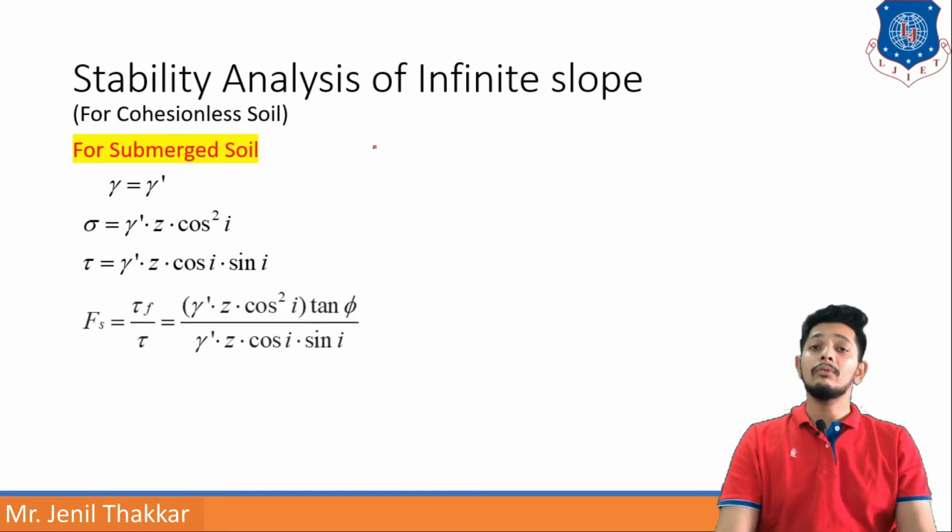Moving further, for factor of safety, tau f by tau. Here tau f can be written as value of sigma, that is gamma dash z into cos square i into tan phi, upon tau, that is gamma z cos i into sin i. So Fs will be tan phi upon tan i for submerged soil. So this is the factor of safety for submerged soil. In the previous slide we understood the factor of safety for dry soil.